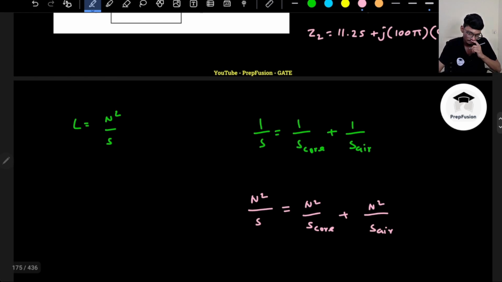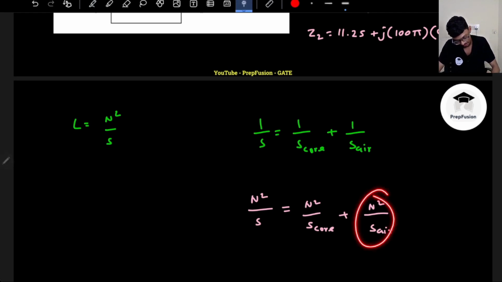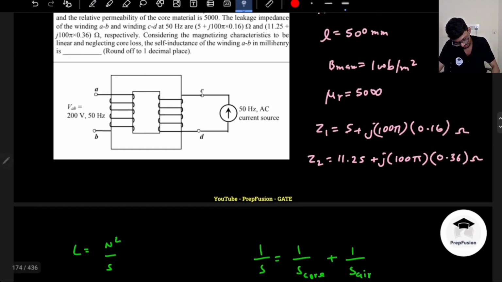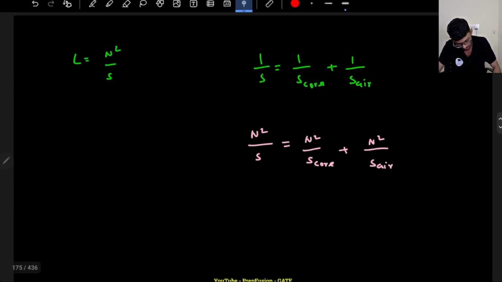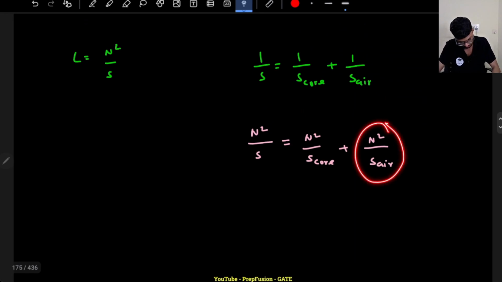So one thing is there: they had already told me the inductance of the air gap, the leakage inductance. It is already told to me, that it is 0.16. They have already told me, right? So I already know this value.